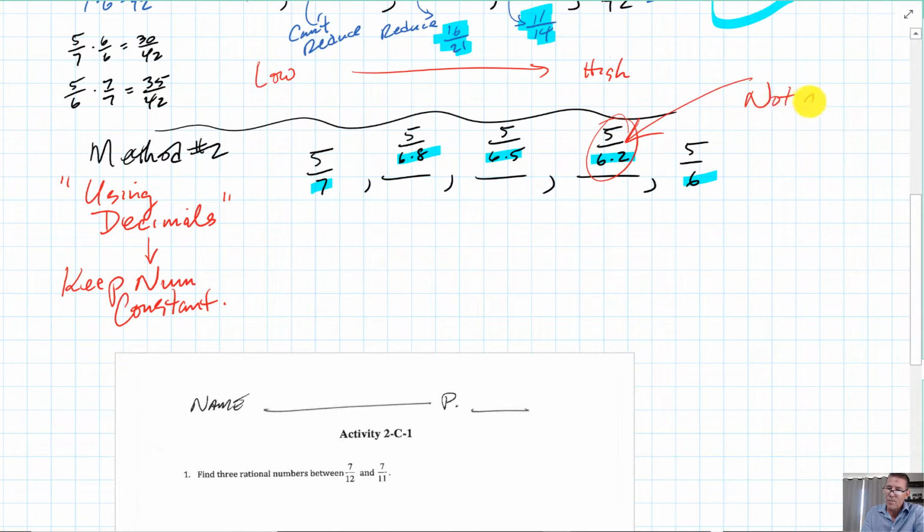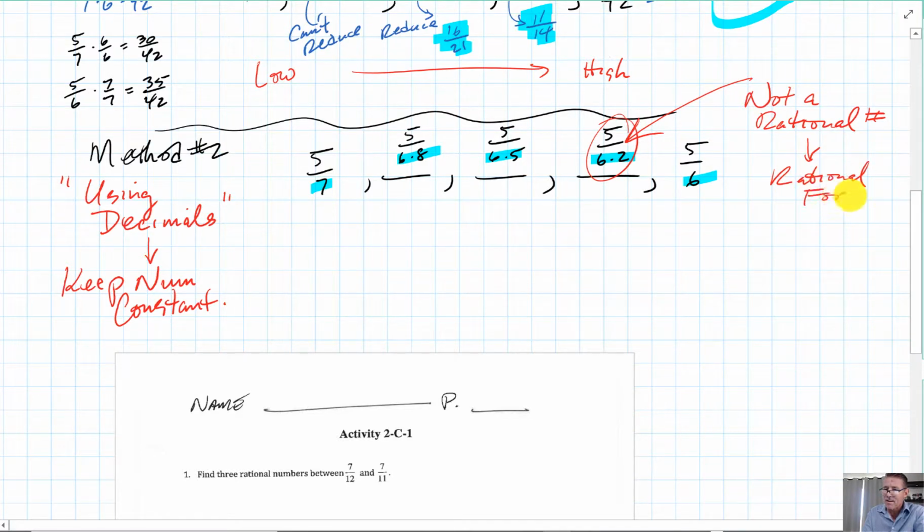That's not a rational number, because it's not a ratio of 2 integers. Rational form, if you guys remember from previously here, is equal to an integer divided by another integer. So I'll highlight that. And obviously 6.2 is not an integer, and 6.5 is not an integer, and 6.8 is not an integer.